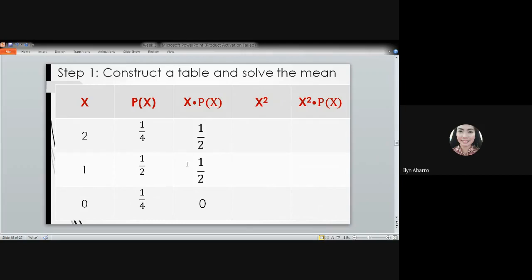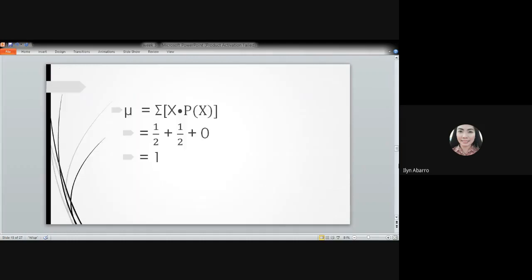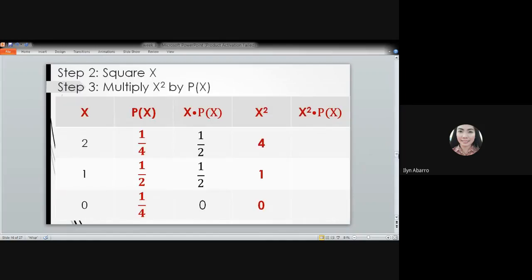So, to solve for the mean, we are going to get the summation or the total of these 3. So, 1/2 plus 1/2 plus 0. So, our mean is 1. So, ang ating mean is 1. Okay? Mamaya natin yung gagamitin.